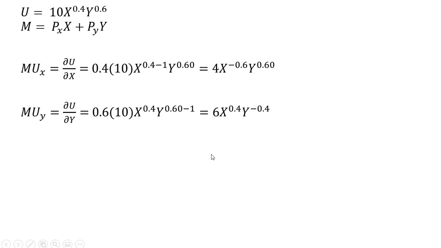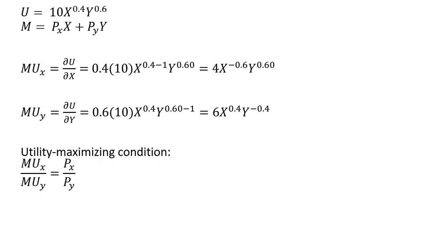Now we form our utility maximizing condition, which is going to be the marginal rate of substitution, which is what we have on the left-hand side here. The marginal utility of good X divided by the marginal utility of good Y is the marginal rate of substitution, and that's going to equal the ratio of the prices, the price of good X to the price of good Y. Making our substitutions into the left-hand side here, we've got the marginal utility of good X in the numerator and the marginal utility of good Y in the denominator. Now we're going to simplify this down.